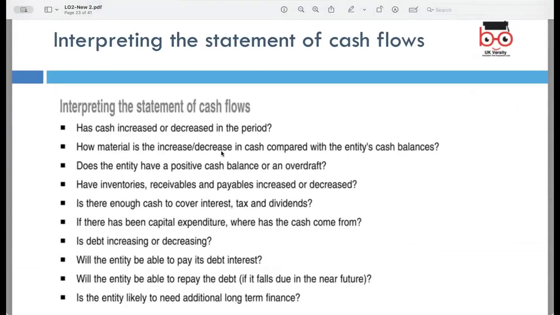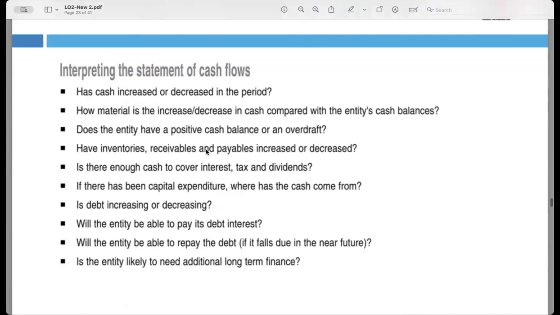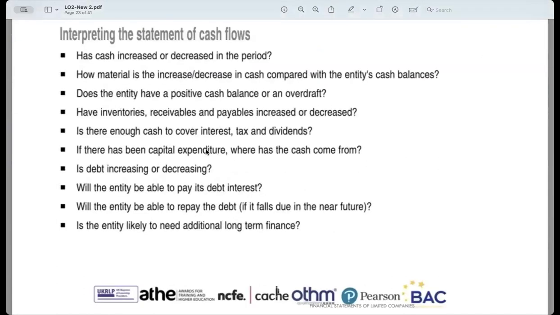Any questions so far? So, interpreting the statement of cash flows: has cash increased or decreased in the period? How material is the increase or decrease in cash compared with the entity's cash balance? Does the entity have a positive cash balance or overdraft? Changes in working capital: analyzing changes in inventories, receivables, and payables is essential.